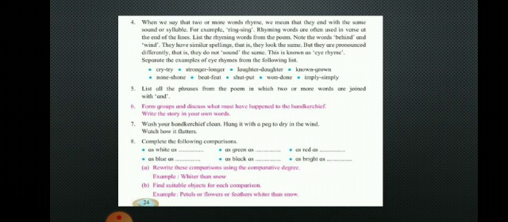Let us go through. Cry, try. Stronger, longer. Laughter, daughter. Known, grown. All are rhyming. Here there is no I rhyme, right? Okay, now come to next.